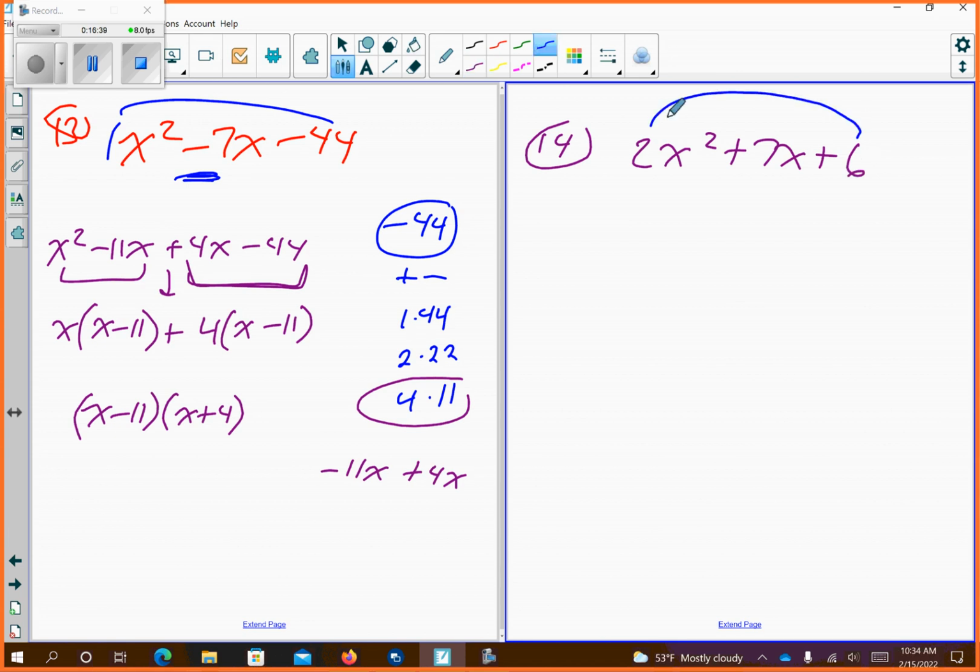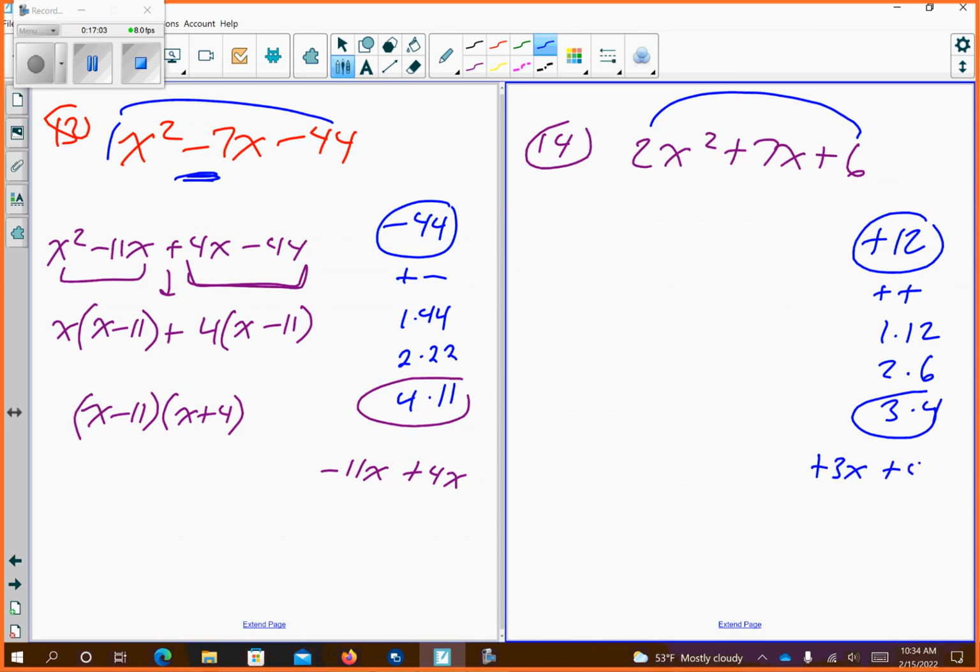So 6 times 2 is positive 12. My friends, are they both positive or are they both negative? Both positive. Everything's positive in the problem, so it's got to be positive. So I know that 1 times 12 is 12, 2 times 6 is 12, and 3 times 4 is 12. Which of those add up to 7? 3 and 4. So I get plus 3x plus 4x.